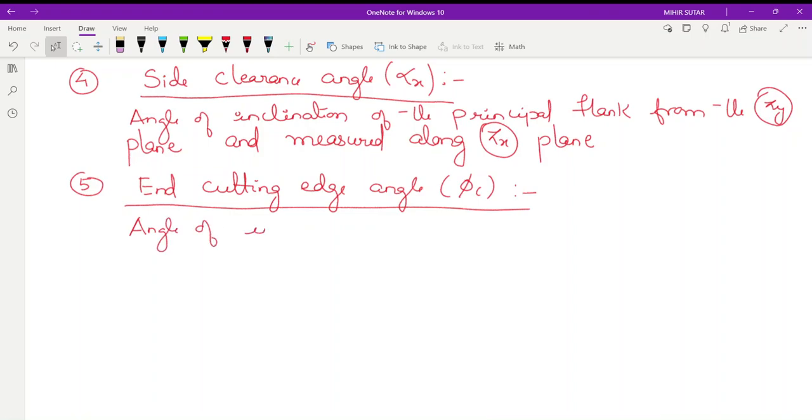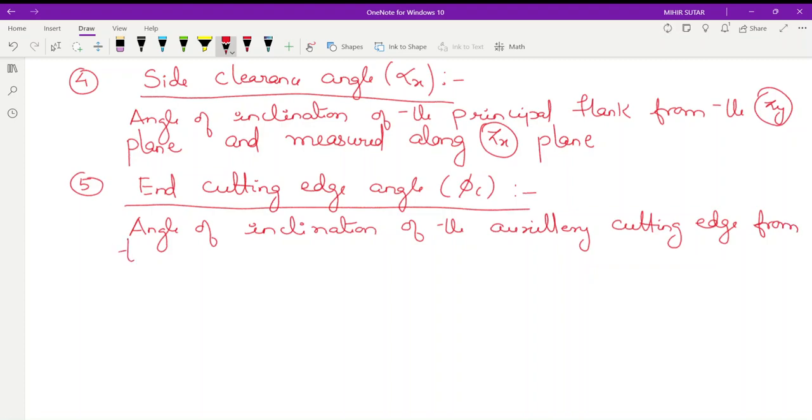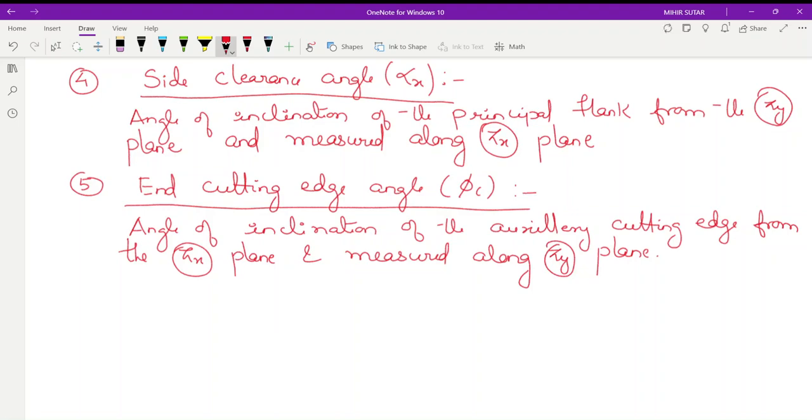Angle of inclination of the auxiliary cutting edge from the pi x plane and measured along pi y plane. That is your end cutting edge angle.